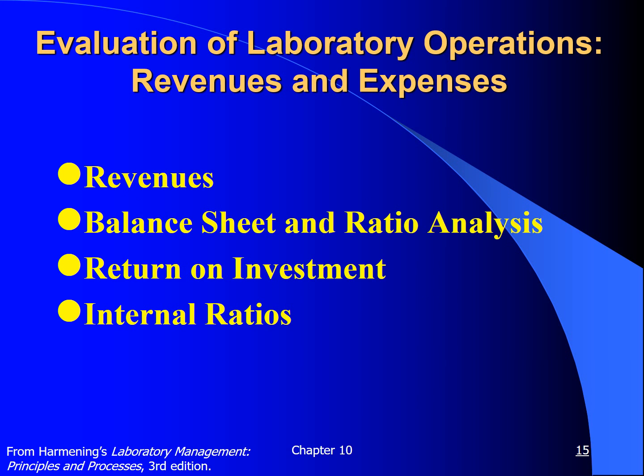Operating managers depend on a variety of sources to keep abreast of the performance of their activities. Among these are periodic financial reports, typically generated monthly or quarterly. This will usually include an income statement, a statement of assets, liabilities, and equity, budget projections and comparisons to actual, and various statistical performance reports. Other activities that need to be tracked include revenues, balance sheet, ratio analysis, return on investment, and internal ratios.